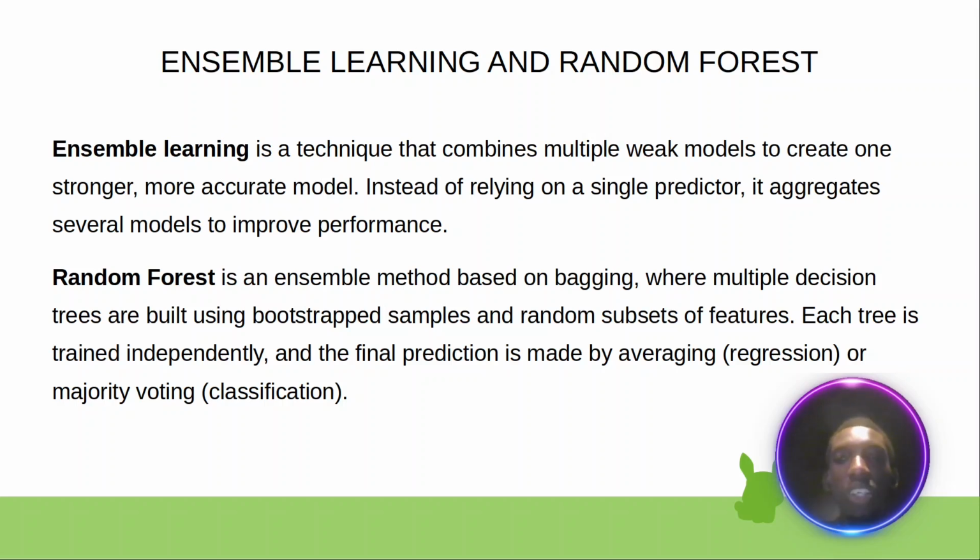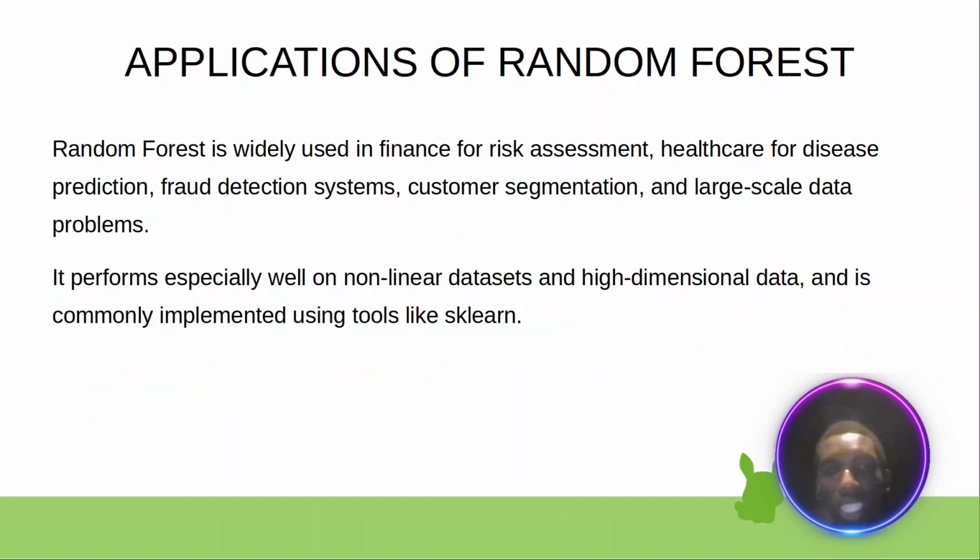Then random forest is an ensemble method based on bagging. Multiple decision trees are built using bootstrap sampling. Bootstrapping is where we separate the data set into various smaller subsets, then pick with replacement so that we have unbiased models we can use to make predictions. It also involves averaging and majority voting. Applications: it's used in finance for risk assessment, healthcare, customer segmentation, large-scale data problems, and so forth.